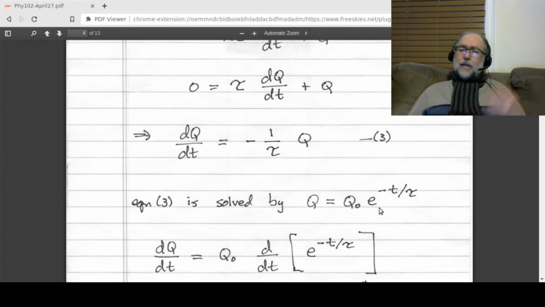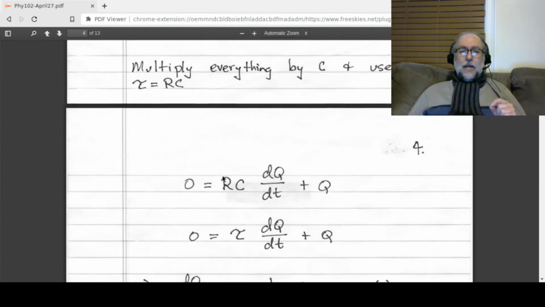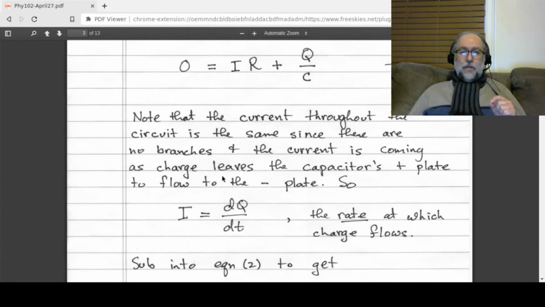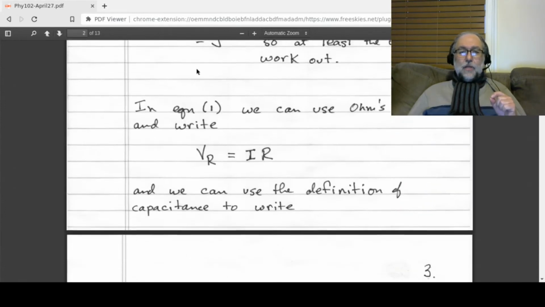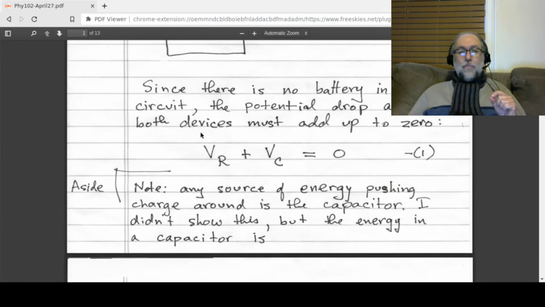Now, I didn't just show you this for the mathematics. I wanted to show you this for a couple of reasons. The basic reason is this idea that if you've got a bunch of electronic components in a circuit, go way back to equation number 1 here, you can add up their potentials like this, and that's going to equal 0.